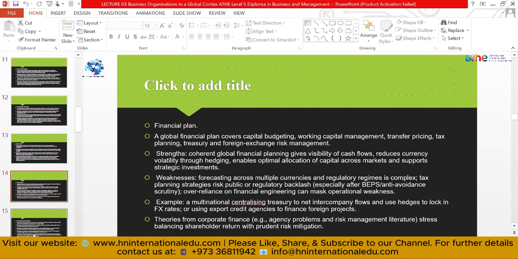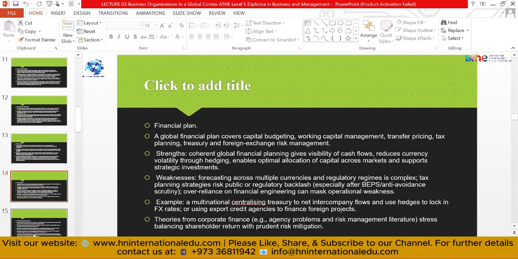Financial plan: a global financial plan covers capital budgeting, working capital management, transfer pricing, tax planning, treasury and foreign exchange risk management. What is a financial plan in short? We have read about the organization having the income statement, balance sheet, cash flow statement, and so on. But when countries amalgamate together, we have to work on foreign ground. Then we need to work on the budgeting as a whole, working capital management, working on the assets, liabilities, expenses, overheads, then transfer pricing. This is when you are transferring your business from one ownership control to another, or from one country to another, even city to city as well.